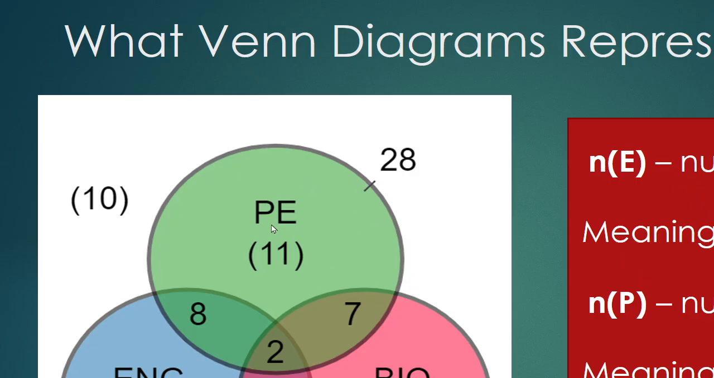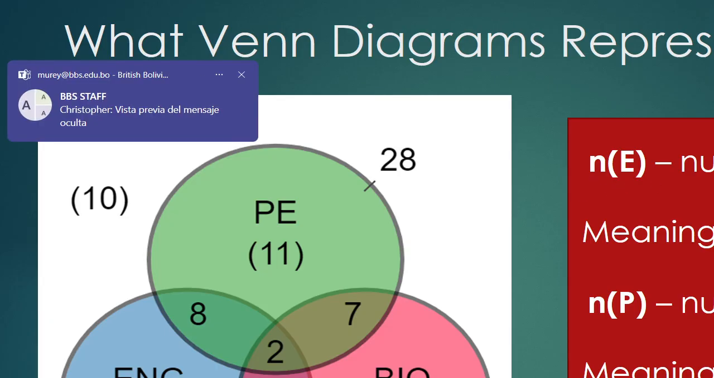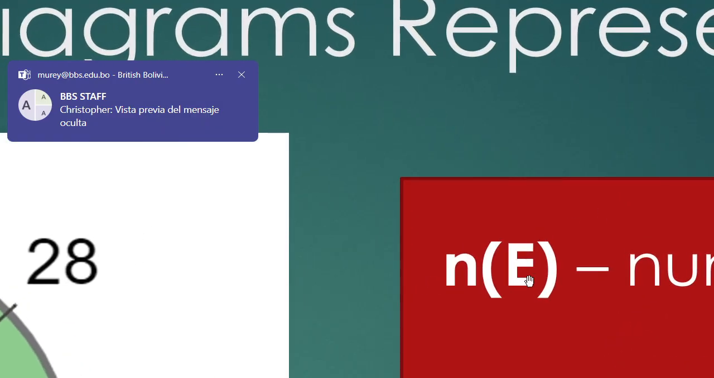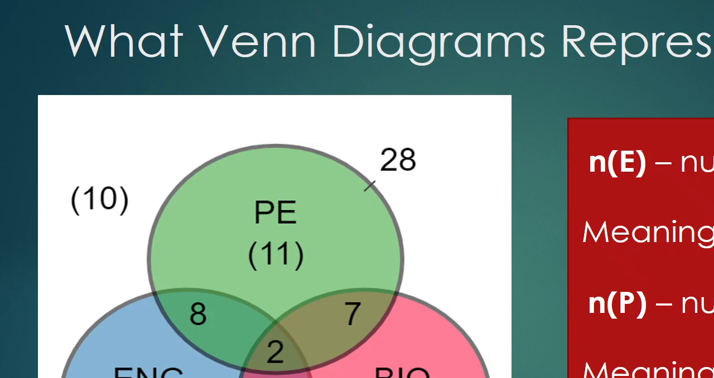Now, as I was saying before, here we have another Venn diagram. This Venn diagram, for example, represents students that like PE, students that like English, students that like biology. And here we can represent them with this n(E). n(E) is the number of elements. So n(E) is the number of elements in E, which means students that like English. For example, here the total of students that like English is 42.